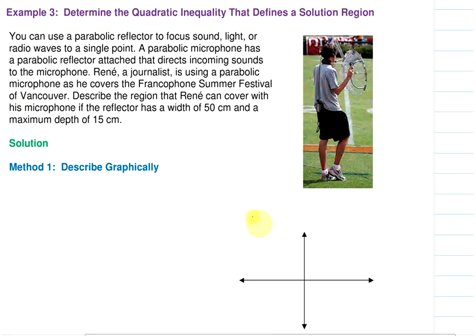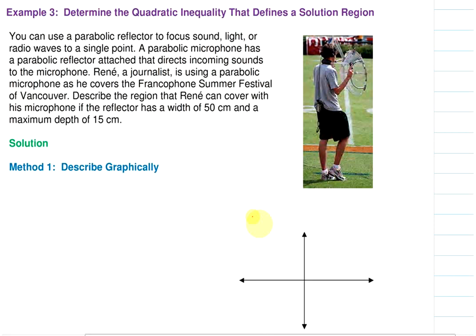Okay, so we're going to take a look at our last example for this section, an application problem. We're asked to determine the quadratic inequality that defines a solution region. You can use a parabolic reflector to focus sound, light, or radio waves to a single point.